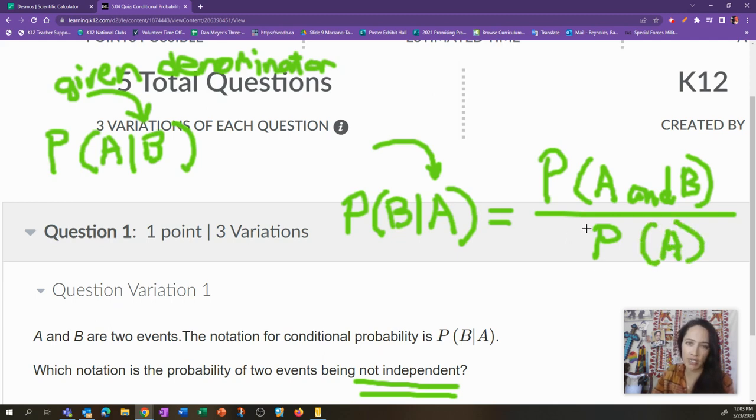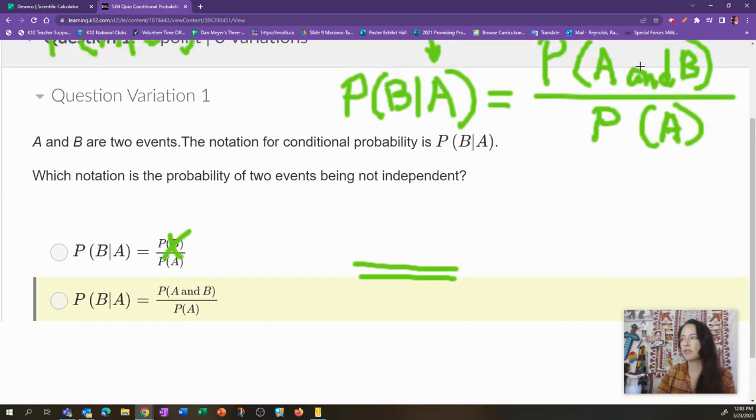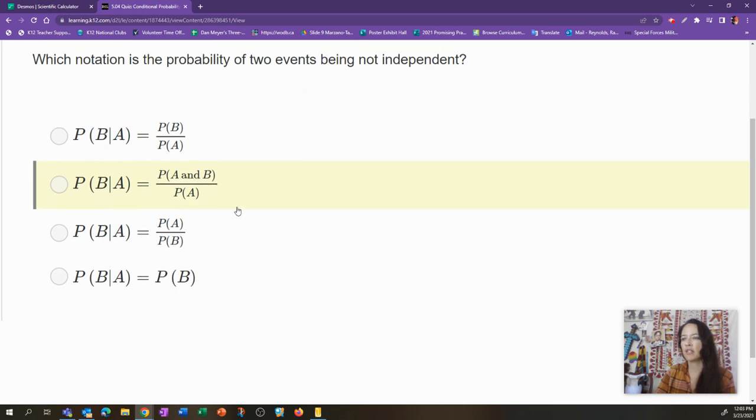Does that make sense? Remember, we're reading notation, we're reading probability, we're reading our mathematical hieroglyphics. The probability that B happens given A happens can be found if we know the probability of A and B divided by the probability of A. So that's what we're looking for. This is the notation that we're looking for right here.